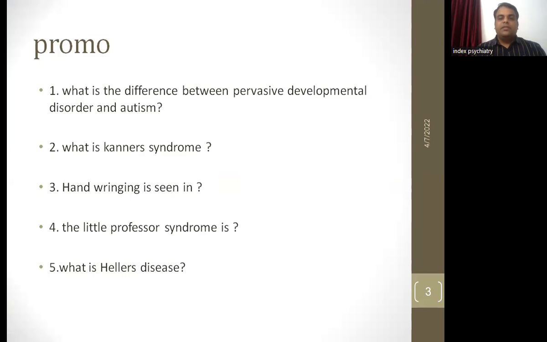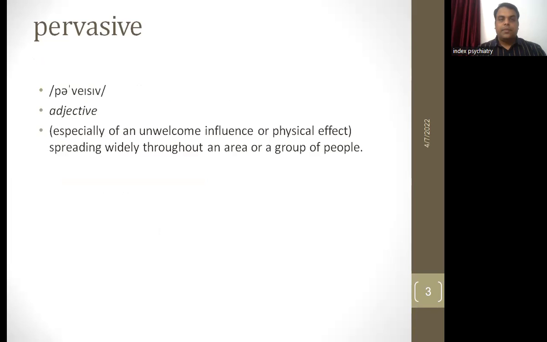Promo. What is the difference between pervasive developmental disorder and autism? Second one is, what is Skinner syndrome? Third one is, hand flapping is seen in. Fourth one is, the little professor syndrome is. Fifth one is, what is Heller's disease?